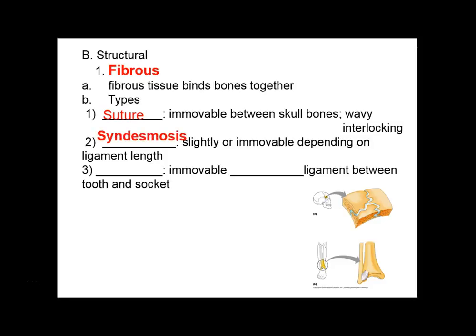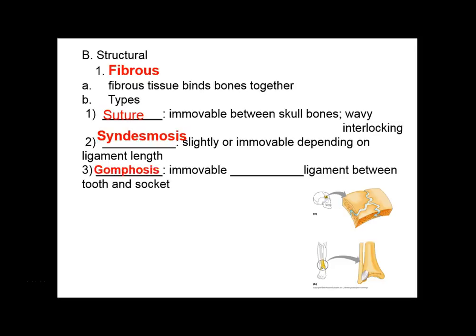Another fibrous joint that's slightly movable or sometimes immovable depending on the ligament length is a syndesmosis, and you find one of those where the fibula and the tibia attach. Sometimes as we get older, that ligament loses some of its elasticity, and it will stretch and be more movable than it once was.